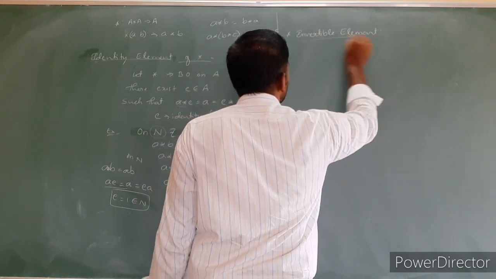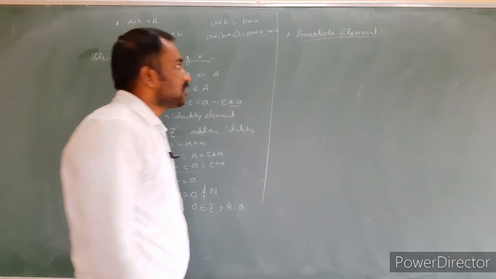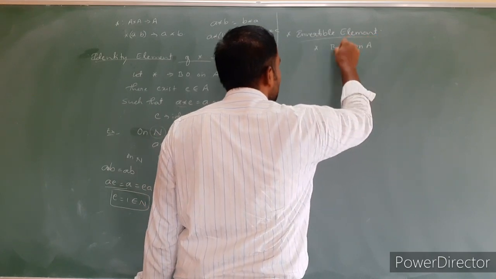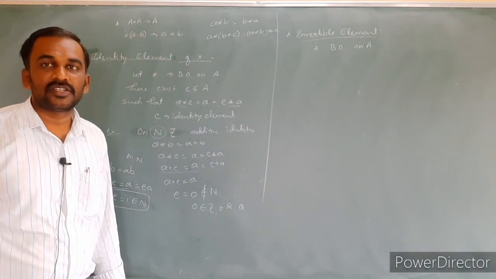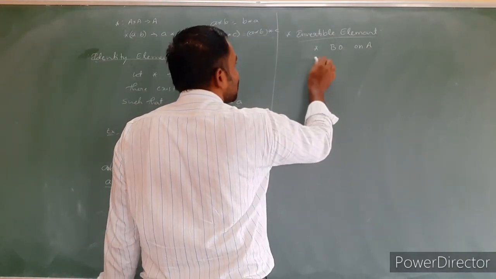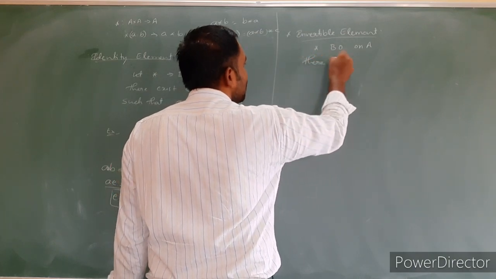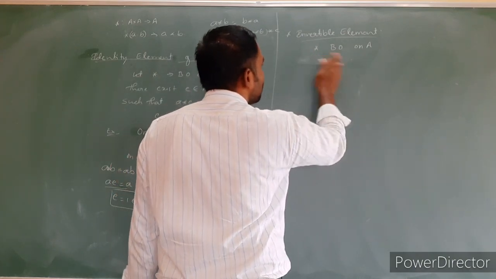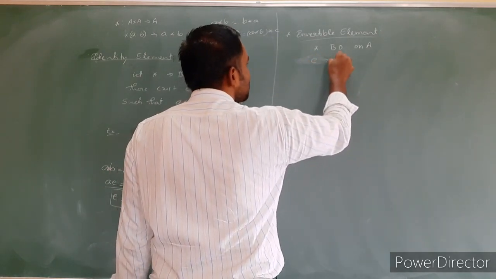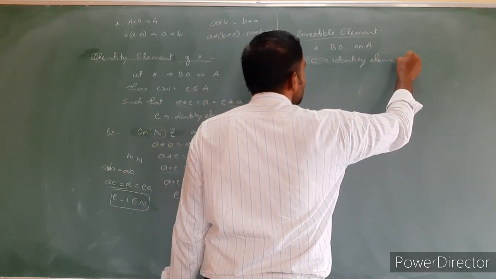Invertible element. What is the invertible element for the given binary operation? Star is a binary operation on a particular set A. Then there exists an identity element. Or else we can say that star is a binary operation on A such that E is the identity element.